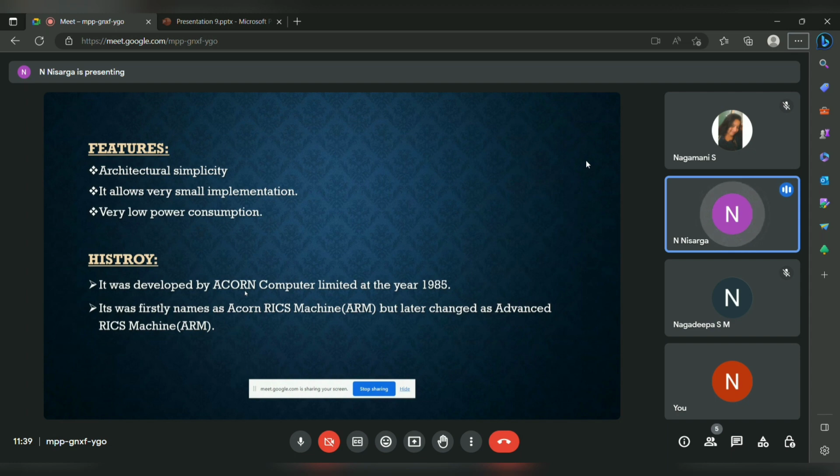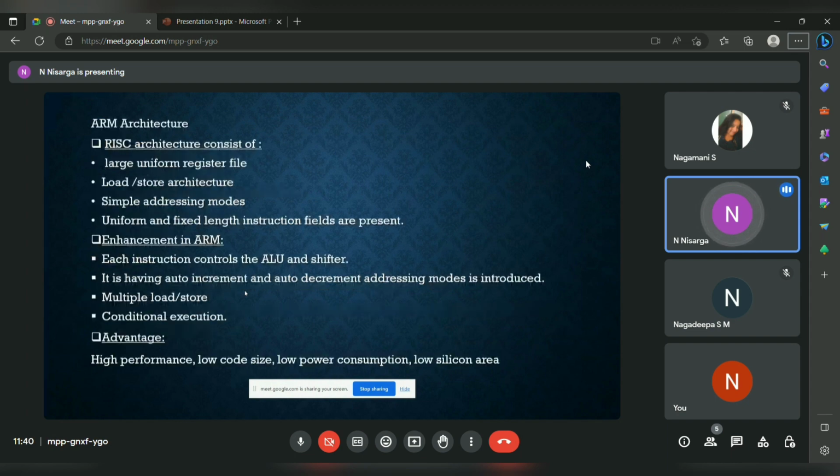Now the ARM architecture. Before going to the ARM architecture, we will discuss the RISC architecture, which consists of large uniform register files, load and store architecture, simple addressing modes, and uniform and fixed length instruction fields. Now the enhancements made in the ARM processor are that each instruction controls the ALU and the shifter, and it also has auto increment and auto decrement addressing modes, whereas in RISC machines only simple addressing modes are present. Next is multiple load and store architecture.